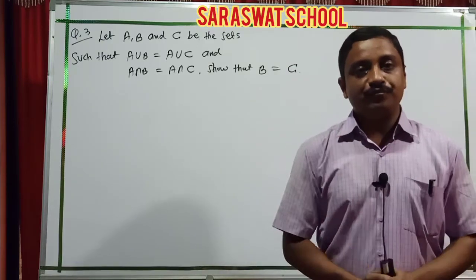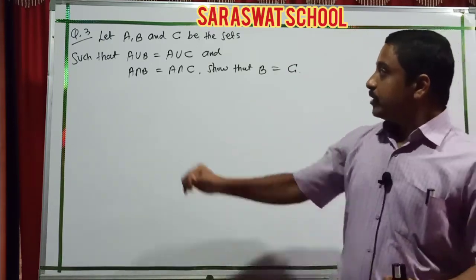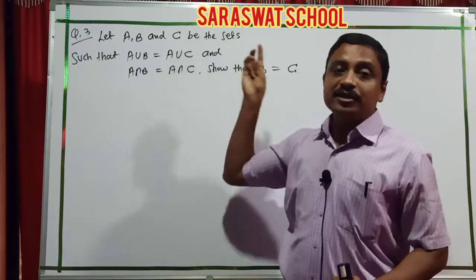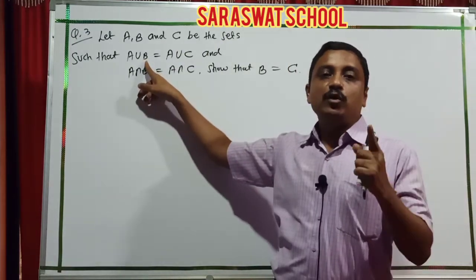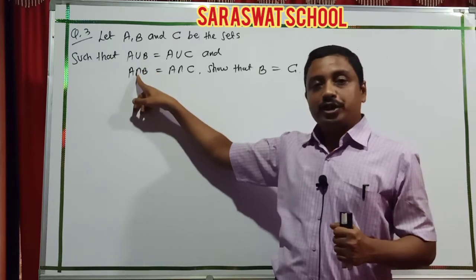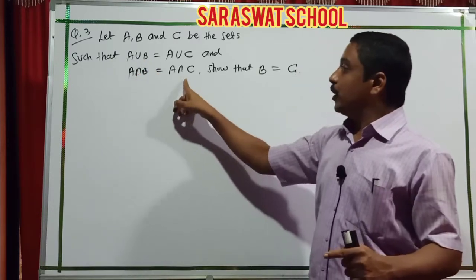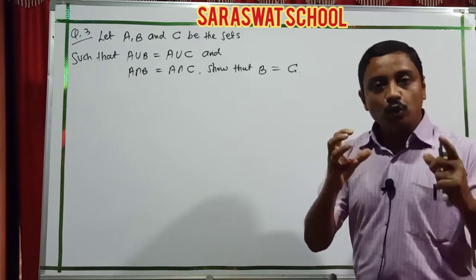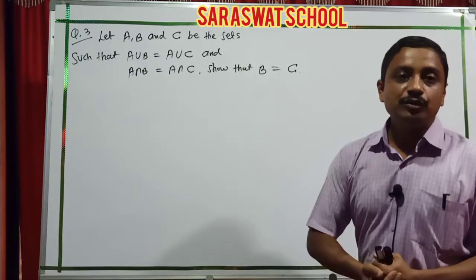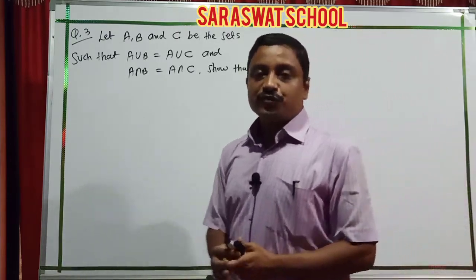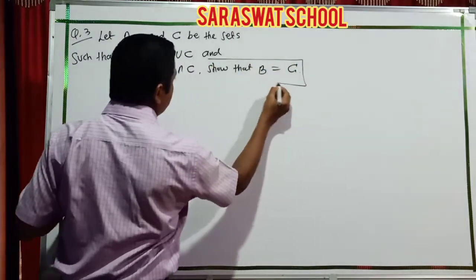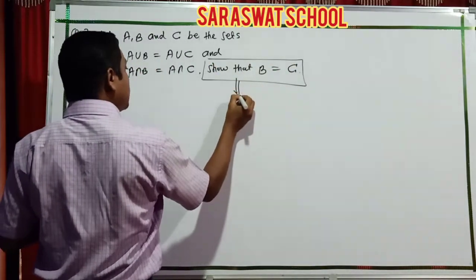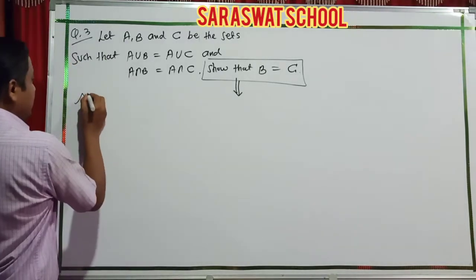Question number 3. The question is: if A, B, C are three sets and given A union B equals A union C, and A intersection B equals A intersection C, then prove that B is equal to C. Students, first of all, I will show how I prove B equals C. So one more note here.